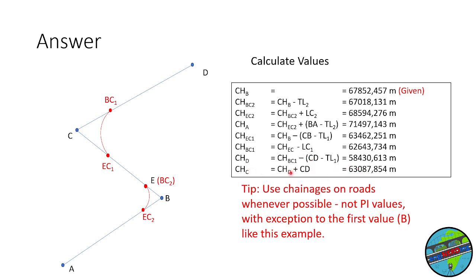But chainage C and chainage B are not points on the road, so you should not always consider them. For example, if you take chainage C and try to add the length to EC1, it's not going to give you the same answer as what we calculated, because BC1 considers the curve, whereas EC1 takes these two tangent lengths into consideration. Alright, so that's quite a long explanation, but hopefully that makes sense to you now.